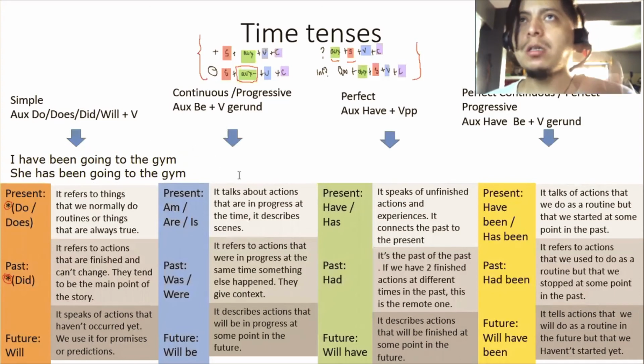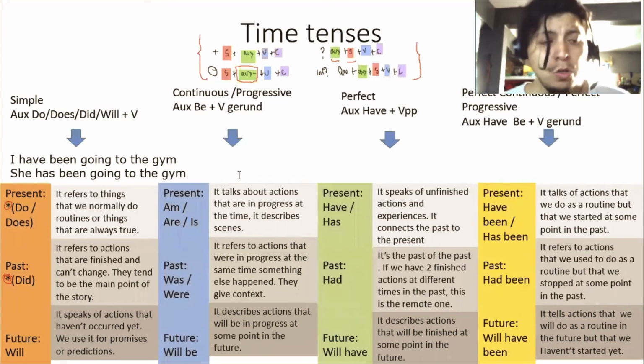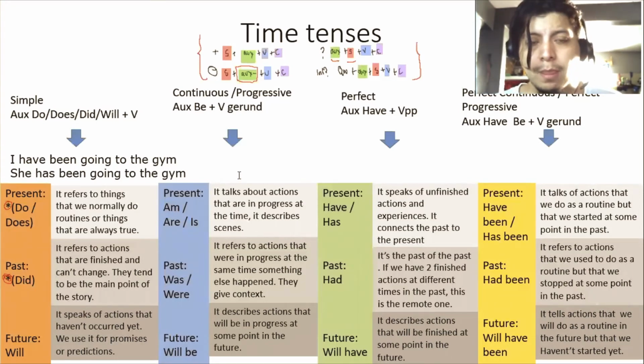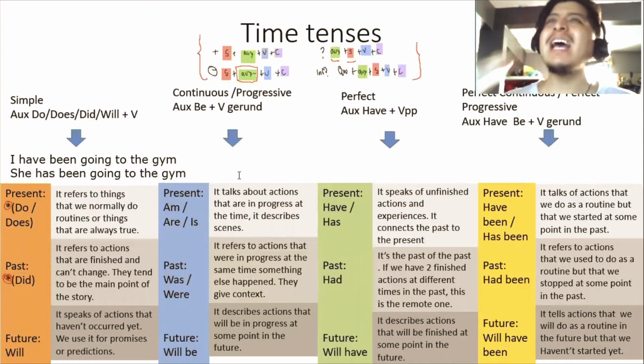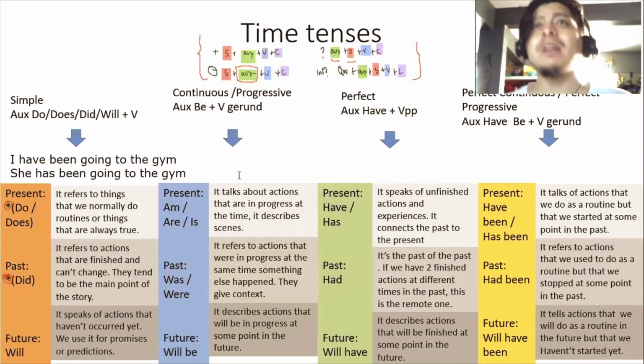That's pretty much it. When do you use them? You use it for actions or routines that you started in the past and that you continue in the present. When you say, I have been going to the gym, it means in the past I started going and today I continue going. I have been going to the gym for 2 months. 2 months ago I started going and today I continue to go. It is the same thing. I continue doing the same thing. Okay? She has been going to the gym. Okay? 3 months ago she started going and today she continues going to the gym.